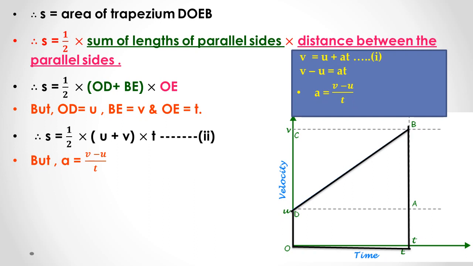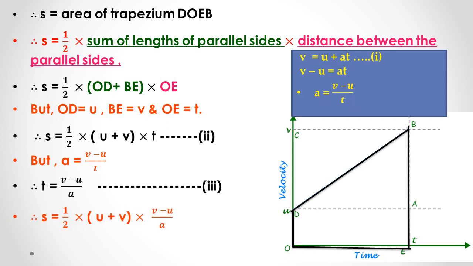So A is equal to V minus U upon T, as I just explained in the blue figure. Therefore T becomes, again we are just rearranging the terms, T equals V minus U upon A. We are just crossing over A and T. So this becomes our step number 3, or equation number 3.